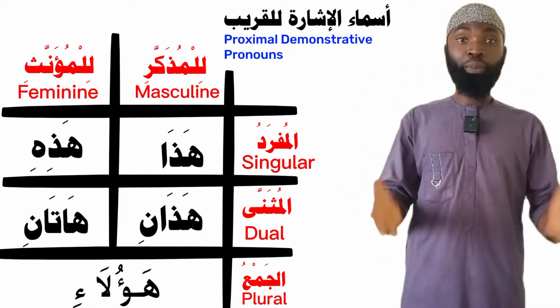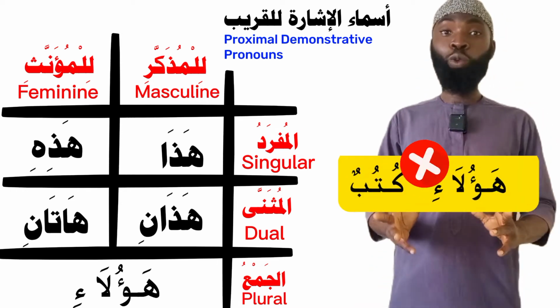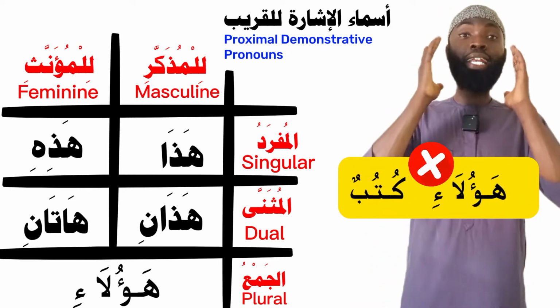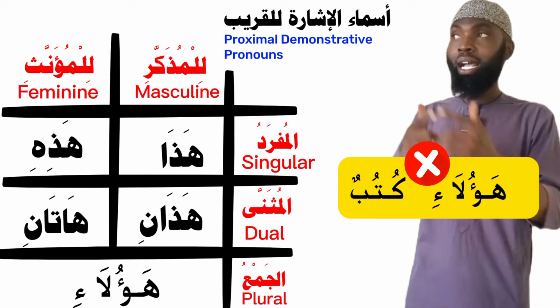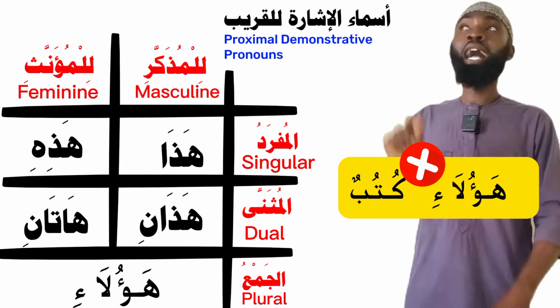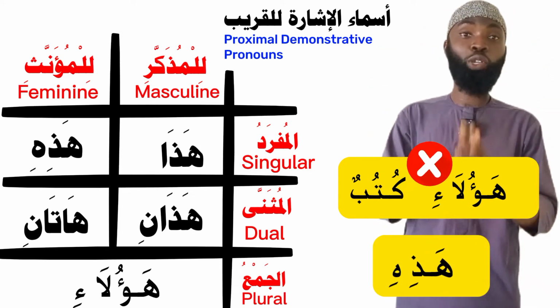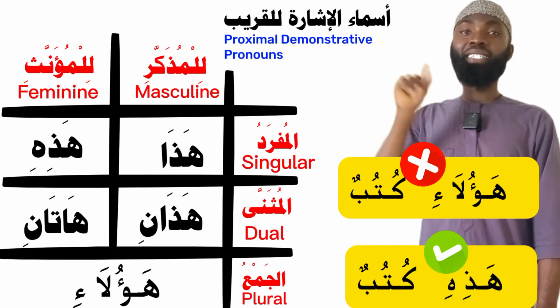Now, you note something. What if we have plenty of objects or animals? Do we use haulai? No, we cannot use haulai because haulai is only used lil aqil, for the sensible, and animals and objects are not considered to be sensible. So what do we use? We simply use hadhihi for plenty of objects. So what do we say? Hadhihi kutubun. These are books.